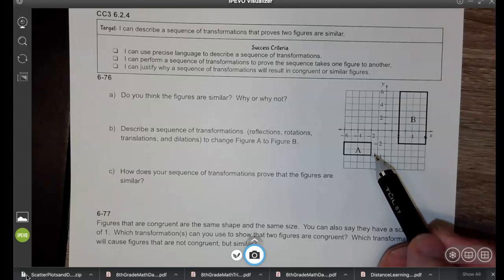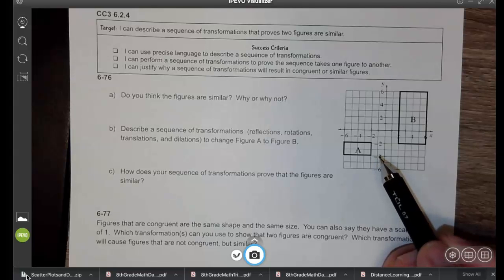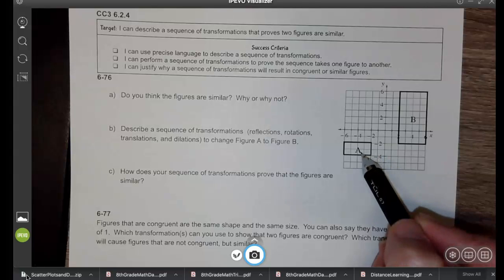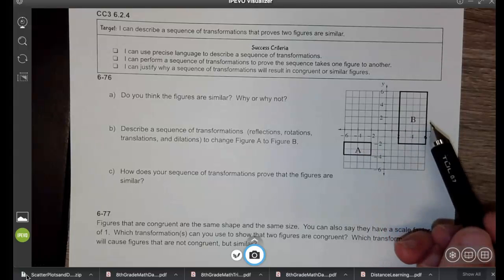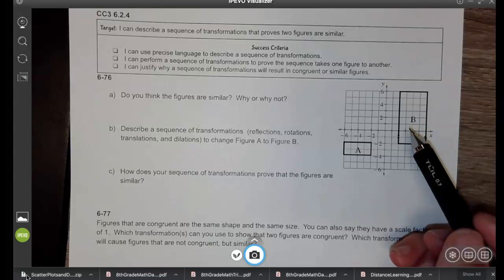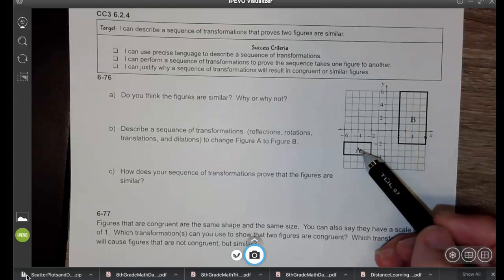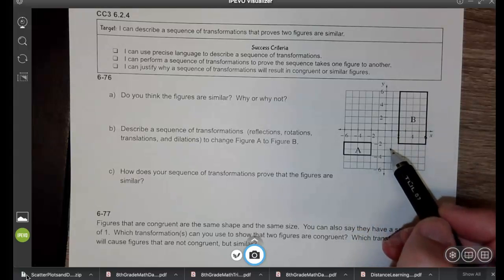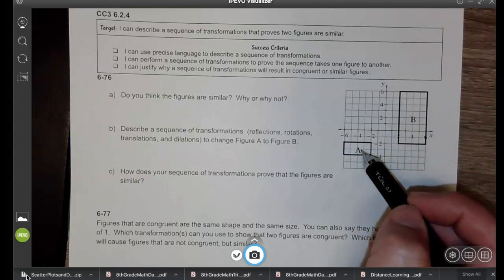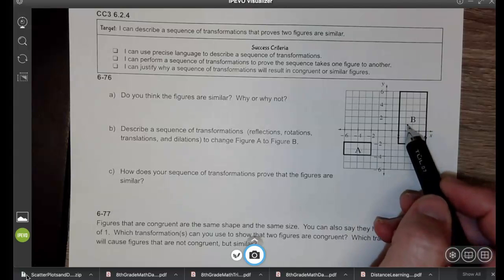The next question is to describe the sequence of transformations, whether it's reflections, rotations, a translation, or dilation from A to B. So what does it take to move this figure to this figure? So remember, when we do that, we have to think about, well, it has to be exactly the same to get there. So first we would have to dilate this by 2, because that's what this is. It's twice. The side length here is 4. This is 8, so we know the scale factor is 2. So we multiplied this times 2 to get this big of a figure.